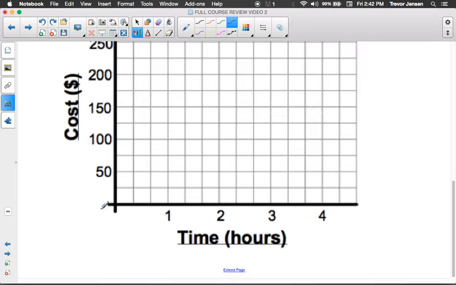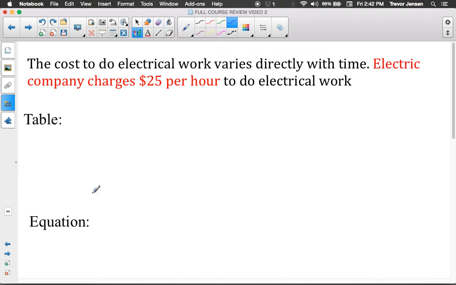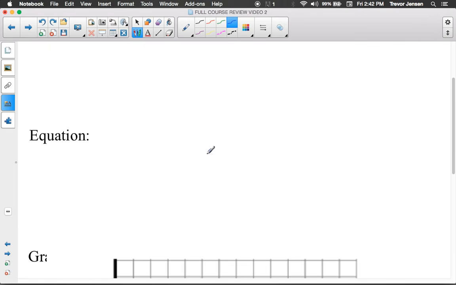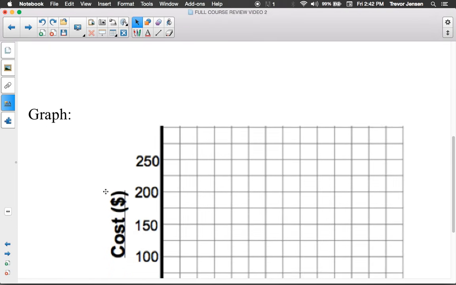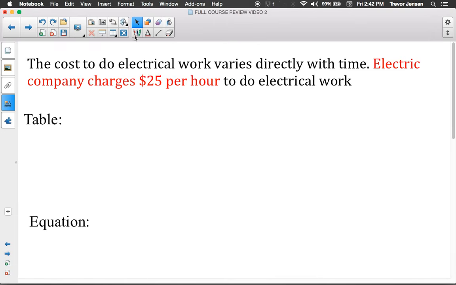So what we're going to do now, given a linear relationship between two variables, we're going to be able to represent that relationship between the variables in a table of values. We're going to be able to represent the relationship using an equation, and we're going to represent the relationship between the two variables using a graph. So let me quickly show you those three things, and then we'll work at moving between those three things.